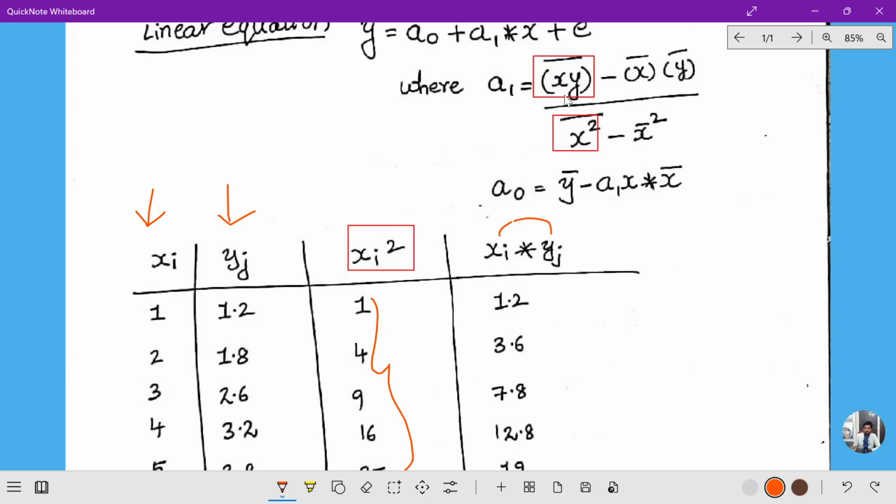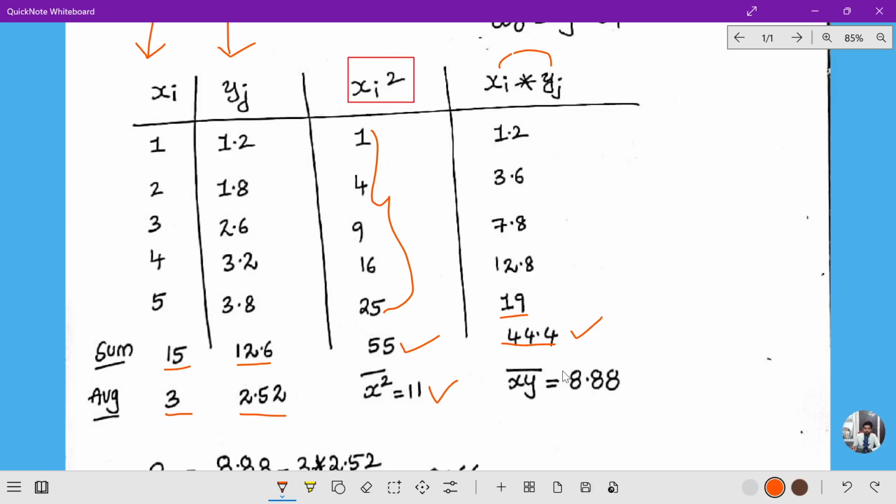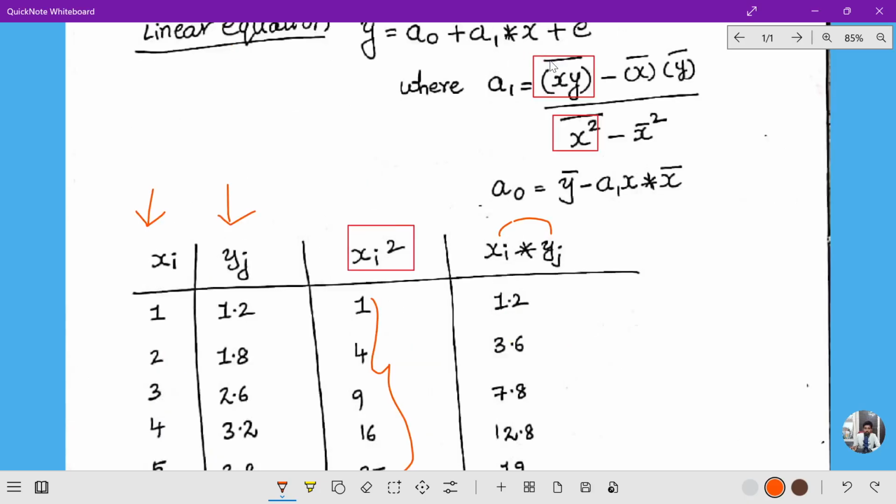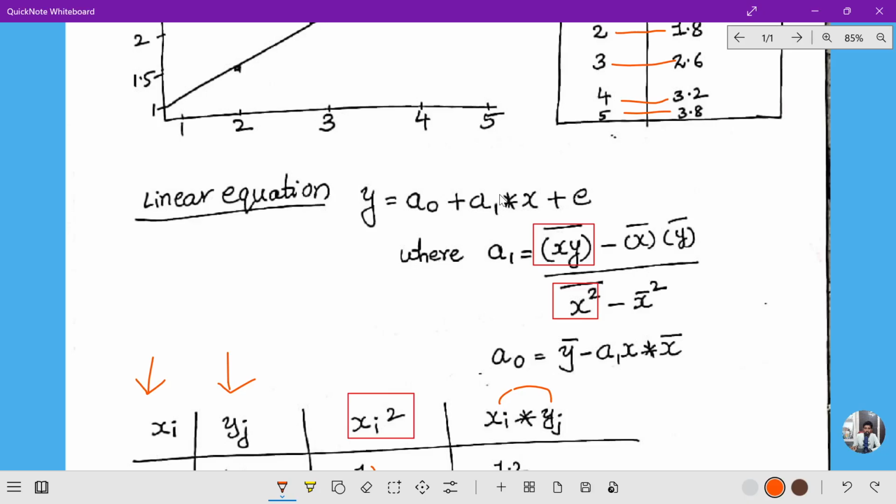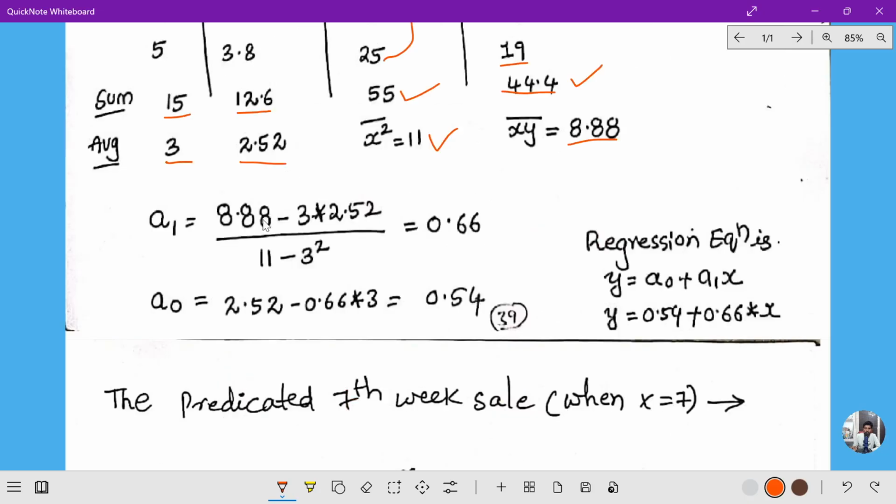But in order to find out xy bar, you just need to take the average. 44.4 by 5 is equal to 8.88. So this value is 8.88, and the x square value is 11. You see here a1. We are going to find out a1. a1 is equal to xy bar, which is 8.88, minus.